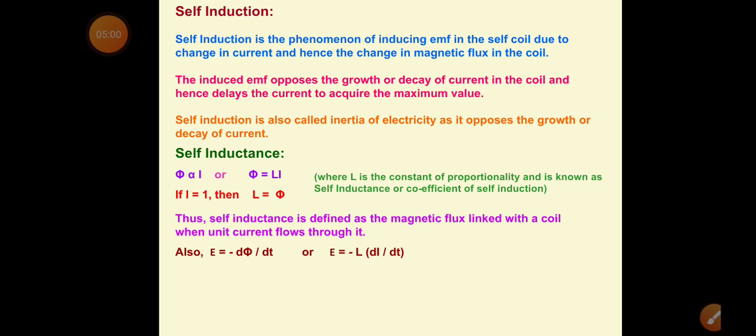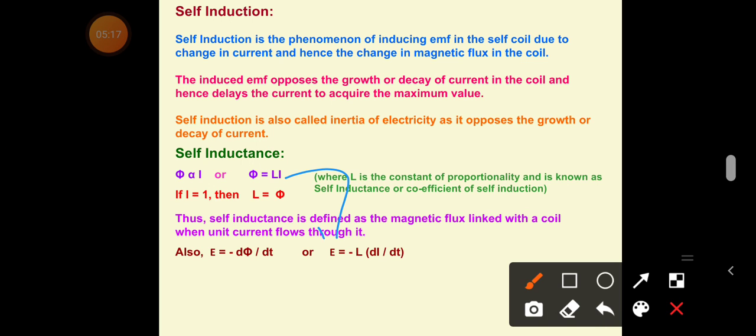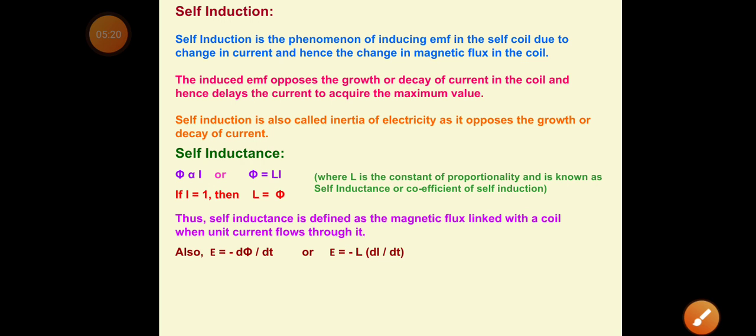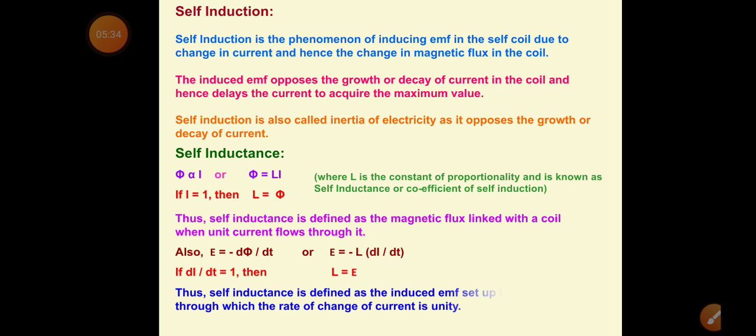Further, if I want to define it, I can write E equal to minus d phi by dt as per Lenz's law, or I can say that E is equal to minus L di by dt. From here also we can define the concept of induced EMF as well as the inductance. If I take di by dt equal to 1, then L will be equal to E, where E is the induced EMF. Thus, we can define self inductance as the induced EMF set up in the coil through which the rate of change of current is unity. In this way we can define the concept of self inductance.